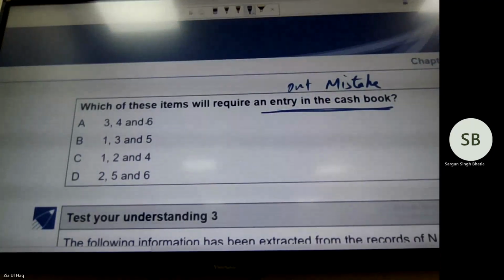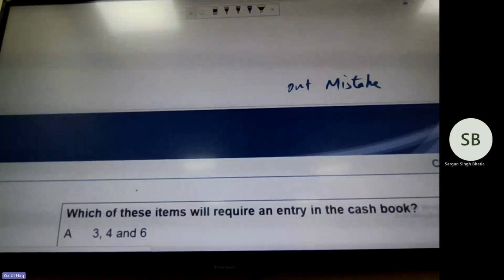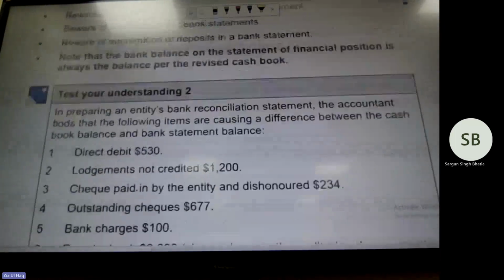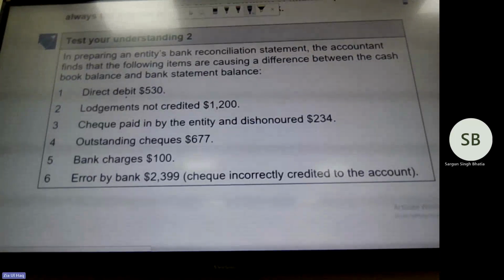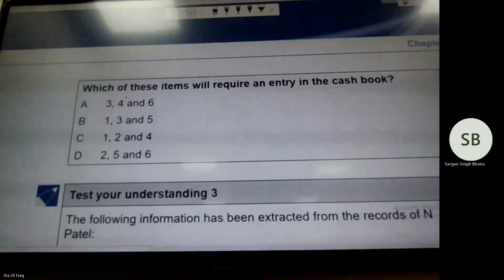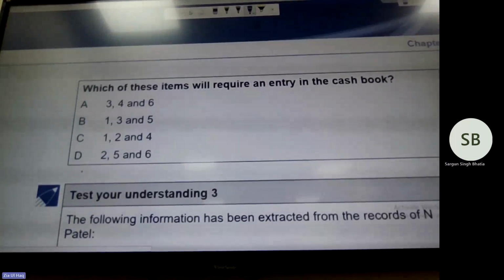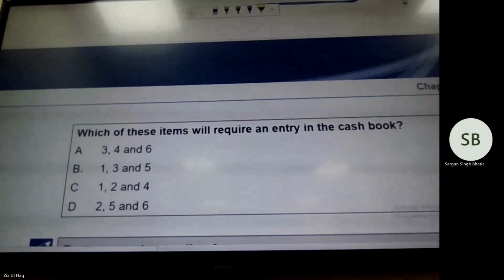What are the options we are having? 346, 135, 124, and 256. This means we need to read the first adjustment. If it is relating to the cash book, our answer will be either B or C, because 1 is not in A and D.